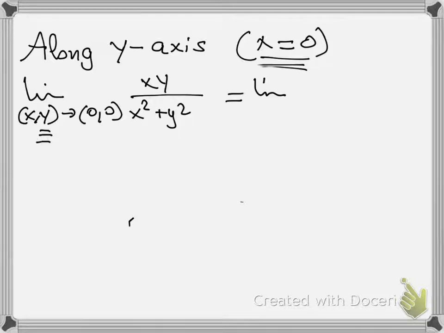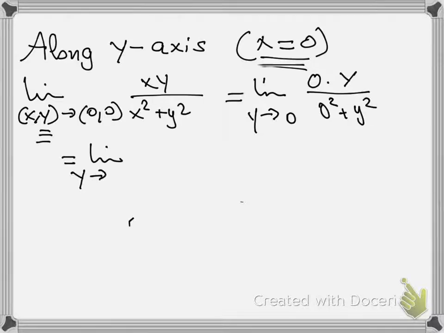Now, I'm going to keep y because I don't know the values y varies over, right? So that's limit as y goes to 0. x is 0, so 0 times y over x squared plus y squared. x squared is just 0, so that's 0 squared plus y squared. Again, that will be limit as y goes to 0 of 0 times y, which is 0, over y squared, and 0 over y squared is equal to 0. So this is the limit when you approach (0, 0) along the y-axis.